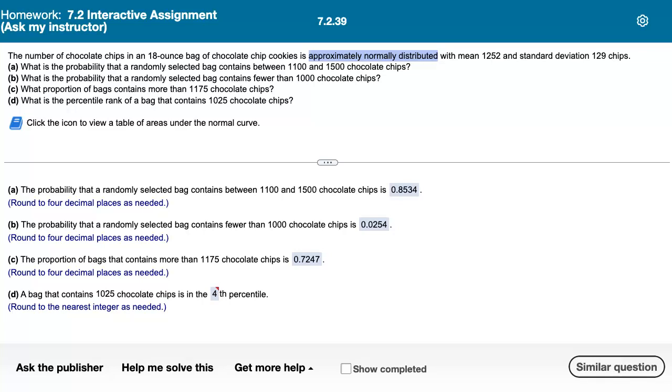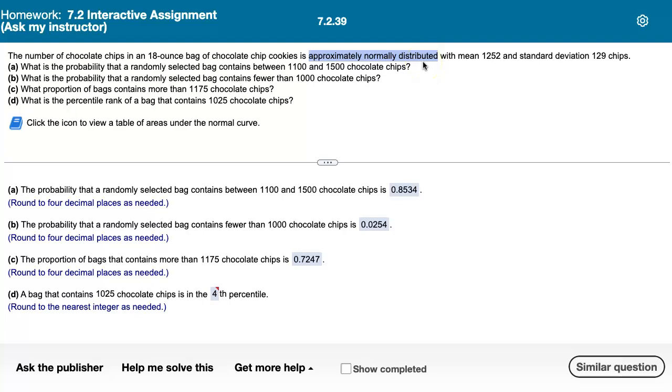In this video, we will find and interpret an area under the normal curve. In this problem, we're told that the number of chocolate chips in an 18-ounce bag of chocolate chip cookies is approximately normally distributed, with a mean of 1252 and a standard deviation of 129 chips.